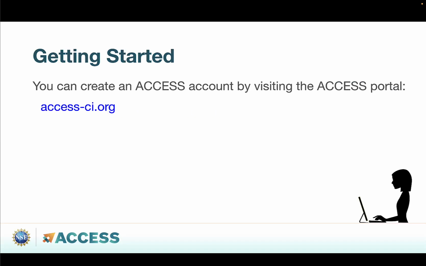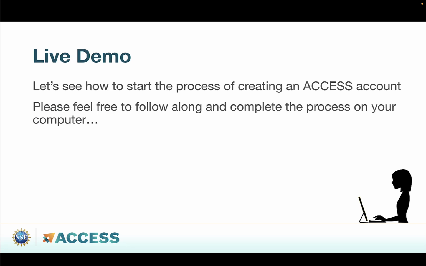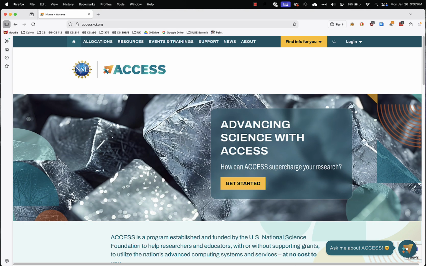You can create an Access account by visiting the Access portal, access-ci.org. Let's see how to begin the process, which can be completed using any operating system and browser. I'll be using macOS and Chrome. Please feel free to follow along on your computer. In your browser, go to the Access portal, access-ci.org. On that page, you'll click the Get Started button to begin the process.